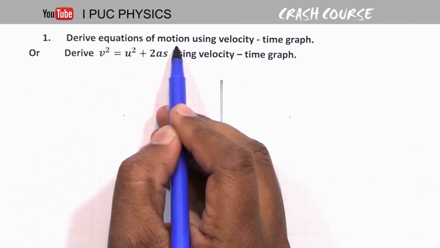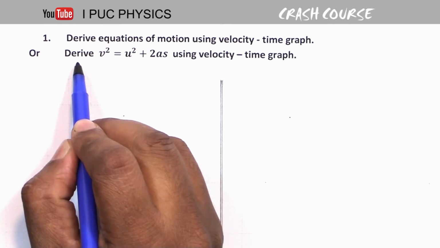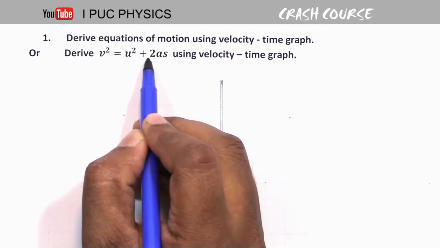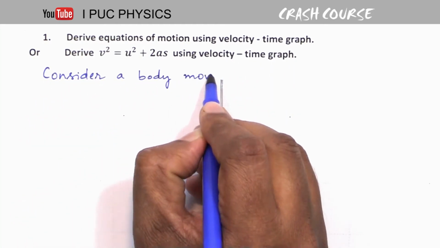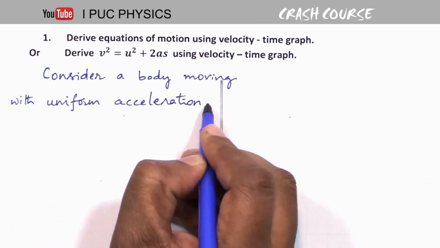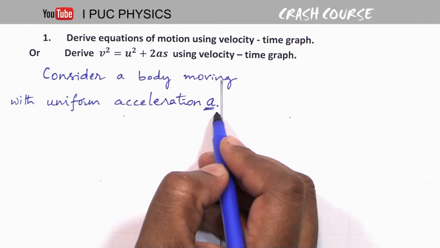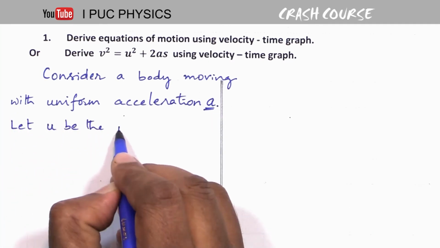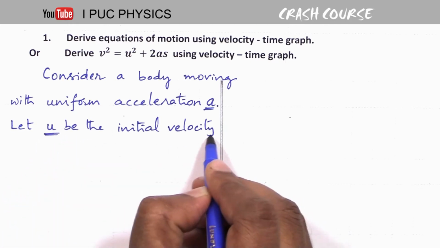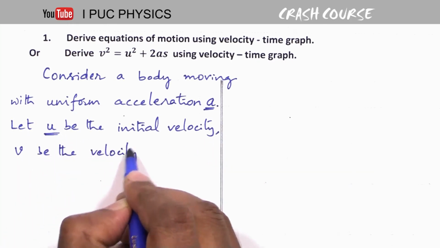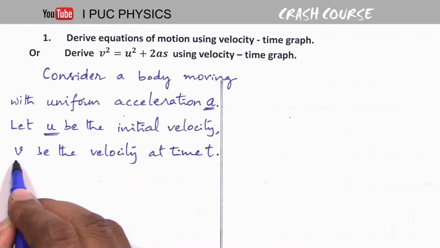Derive equations of motion using velocity time graph, or derive v square equal to u square plus 2as using velocity time graph. Consider a body moving with uniform acceleration a. Let u be the initial velocity, v be the velocity at time t.